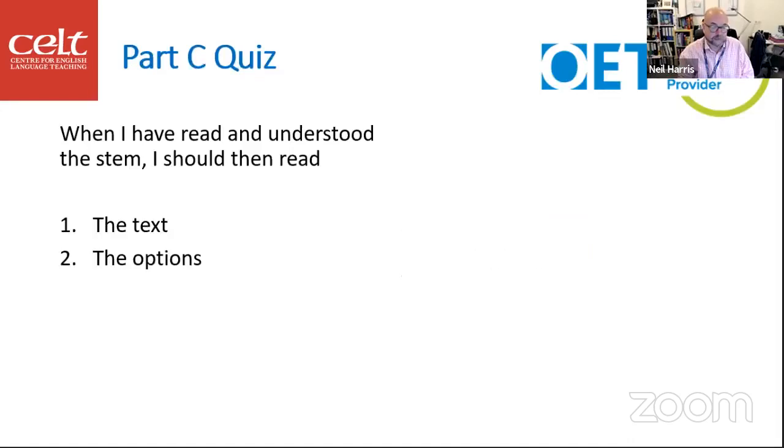And oops, I've just revealed the question, so I have to go quickly here. When you've read and understood the stem, what should you read next? Should you read the text, the paragraph, or should you read the multiple choice options? So we start with the stem, but after the stem, what do we go to? The answer's on screen already. And if you were thinking text, then well done.